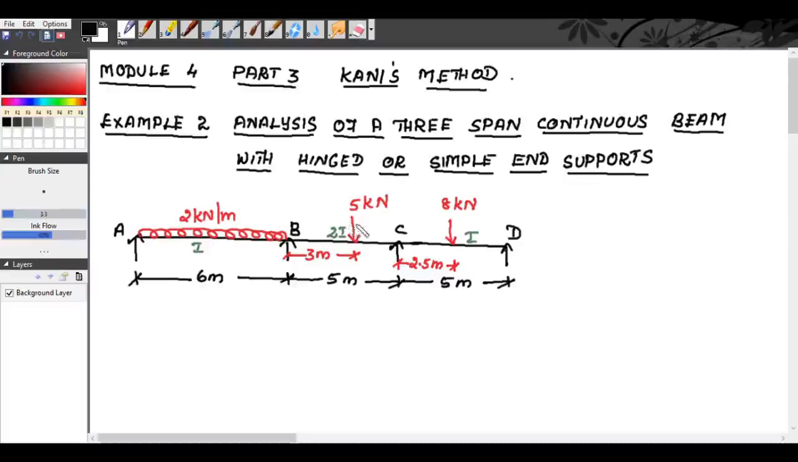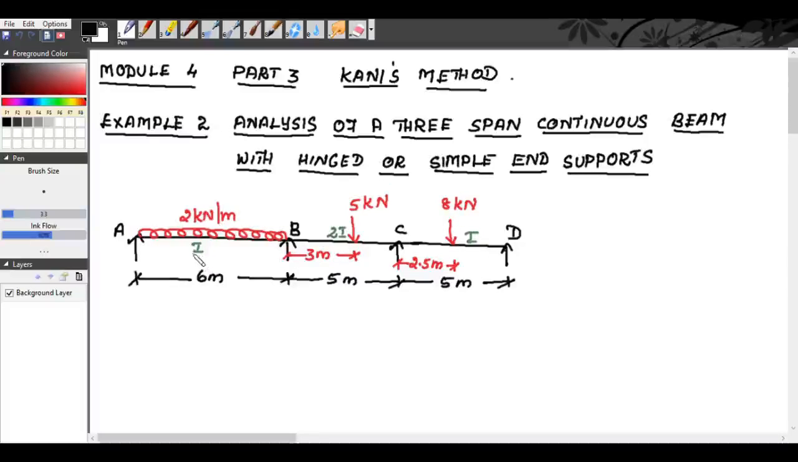The end supports are hinged. In span BC, in the previous problem, we had a concentrated load acting at a distance of 3 meters from B. In span CD we have an 8 kilonewton load at a distance of 2.5 meters from C or D.